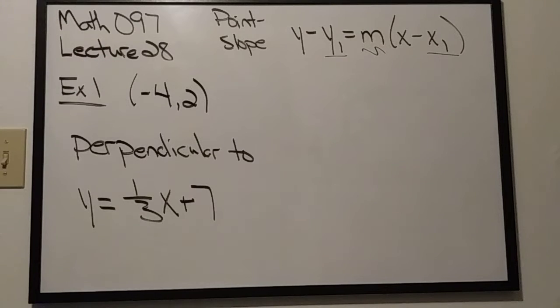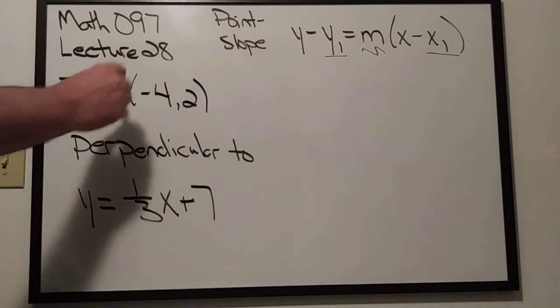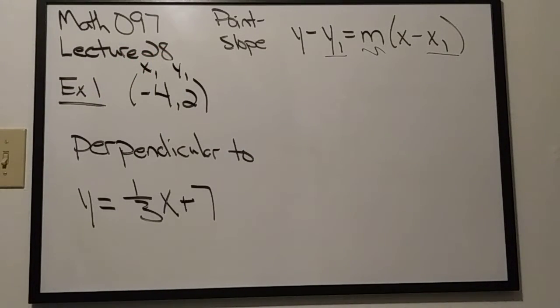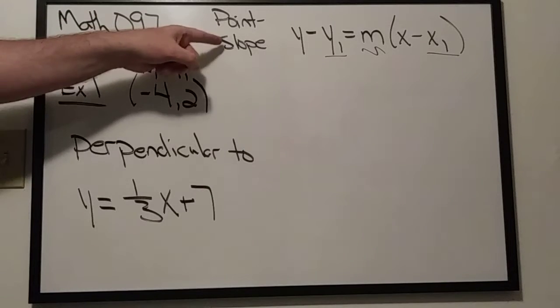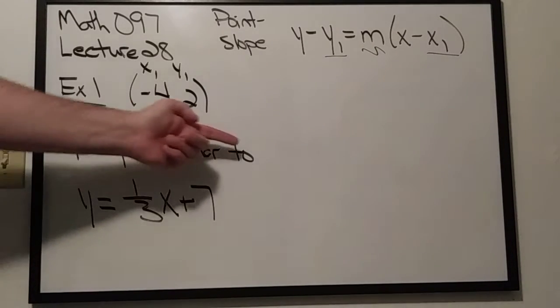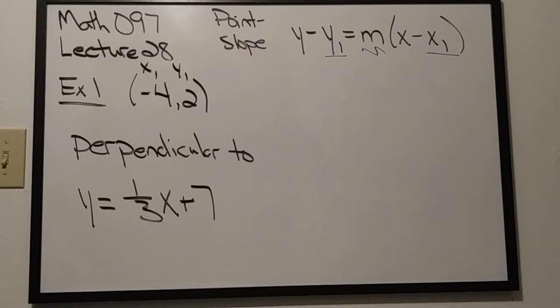Now, the very first thing I notice in example 1 is that they gave me a point. So that means I know my x1 and my y1 value. So again, if this formula is going to be helpful, the other piece of information they had to have given me was the slope. And they did give me information about slope, but they gave it to me in terms of other words. They told me that our line is perpendicular to this other line, y equals 1/3 x plus 7.